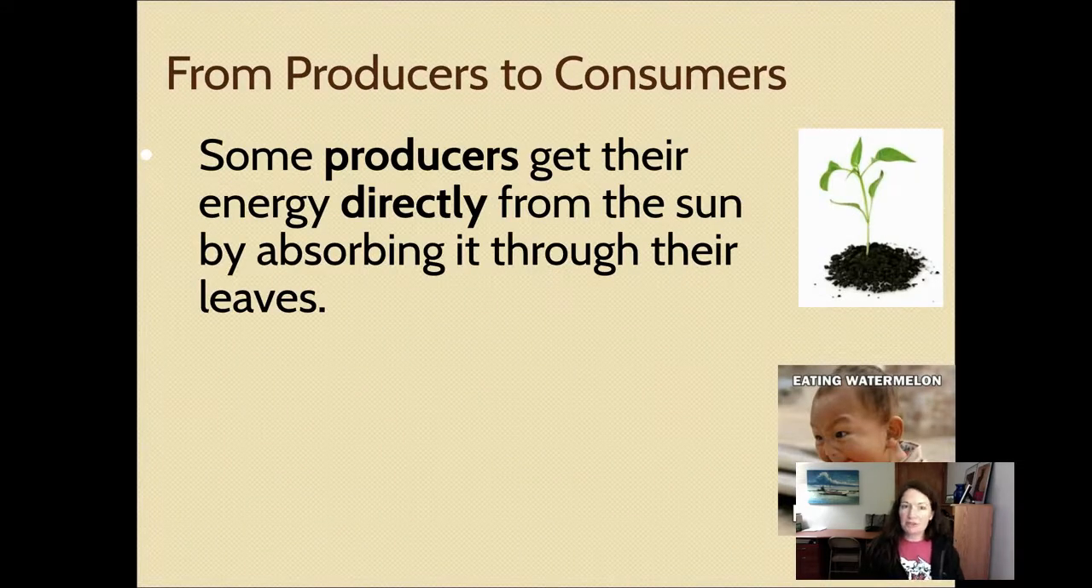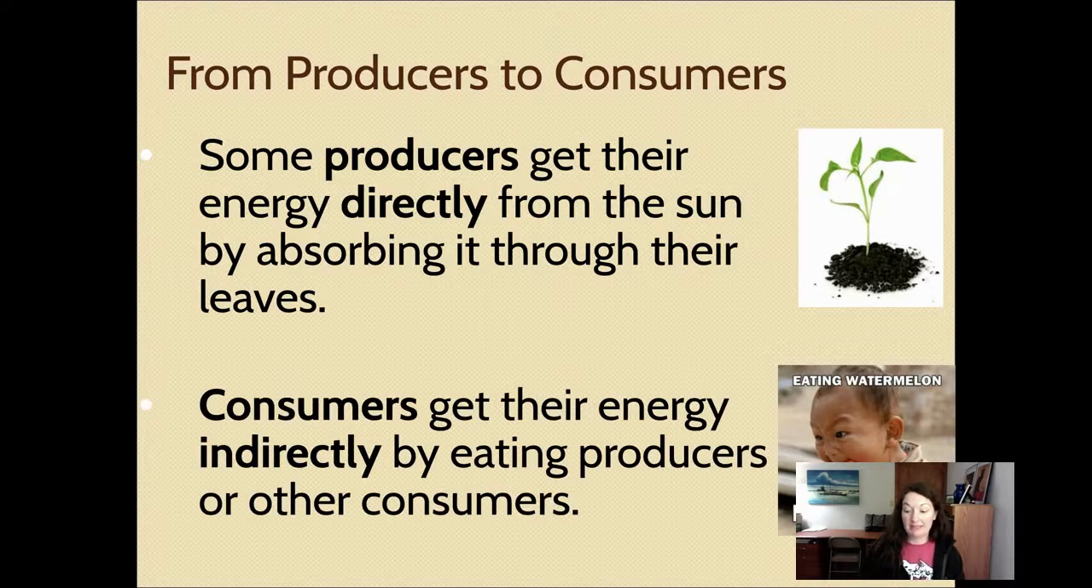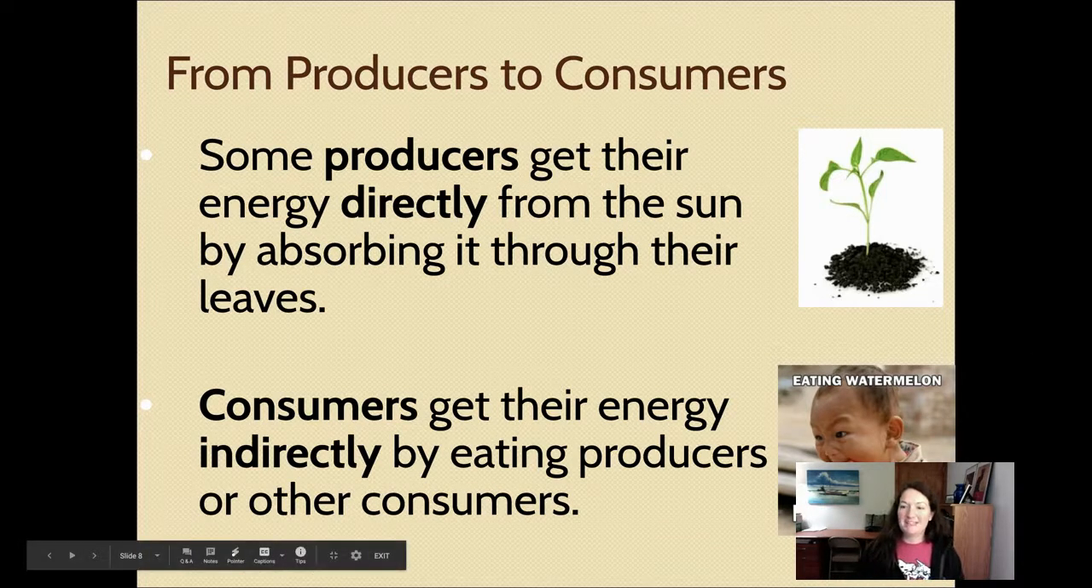So some producers can get their energy directly from the sun by absorbing it through their leaves. So that's our plants. Other organisms, consumers, get their energy indirectly by eating producers or other consumers. We're not directly getting it from the sun. So this little baby here is getting the energy, the sugars from this plant that it's eating. And that is a great example of how we consumers get it indirectly.